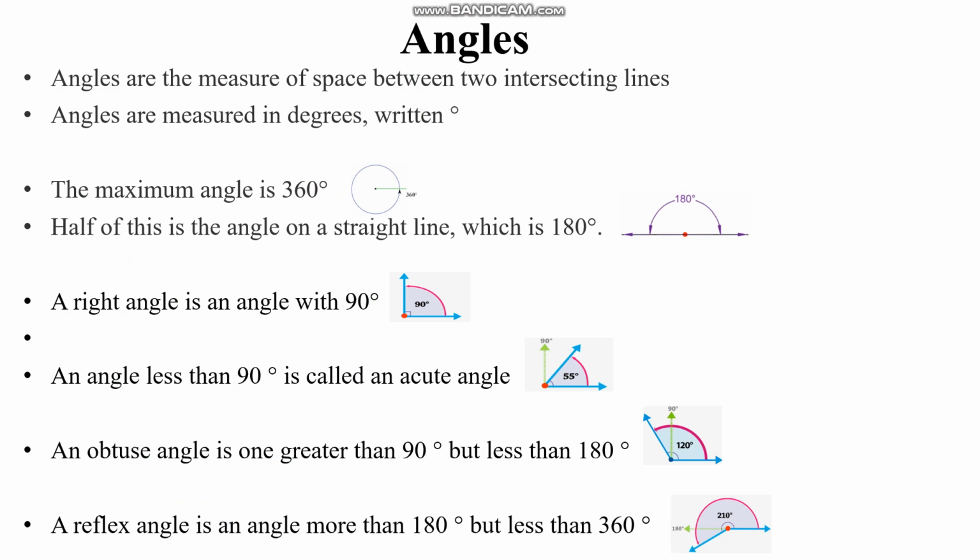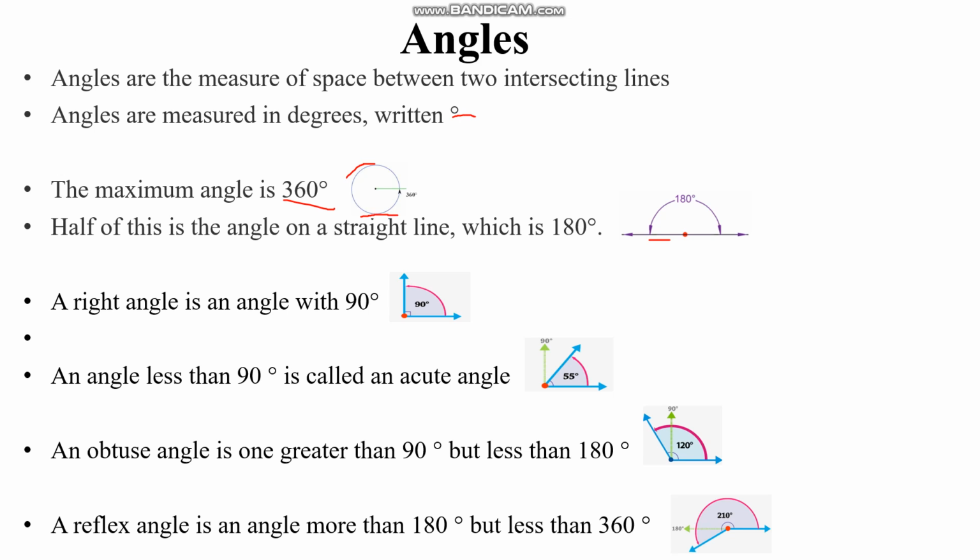angles are. So basically, an angle is the measure of space between two intersecting lines. And then an angle is measured in degrees, and it is given by this symbol. That's the degree symbol. And then the maximum angle that can be recorded is 360 degrees. And this is a complete revolution, which can be represented by this diagram. And then half of this angle is a straight line, and this is 180 degrees. So this angle is half of a revolution, and it is 180 degrees.